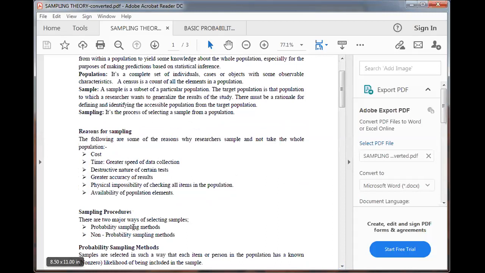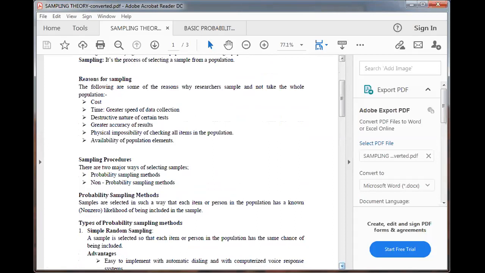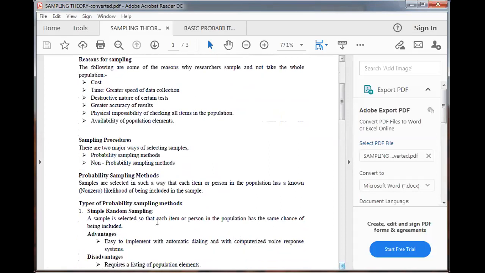We have got those procedures or methods we call probability sampling methods, and those that we call non-probability sampling methods. If you can start with the first category, the probability sampling methods, this is a case whereby we leave chance to determine what item is going to be selected and which one is not going to be selected.